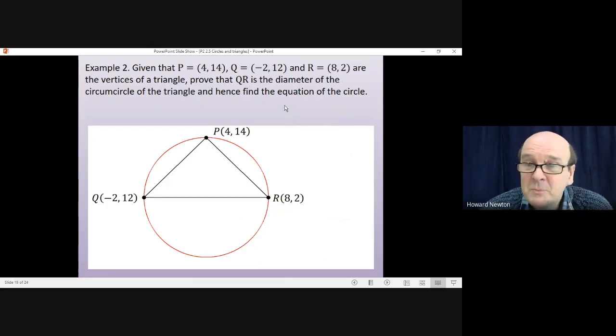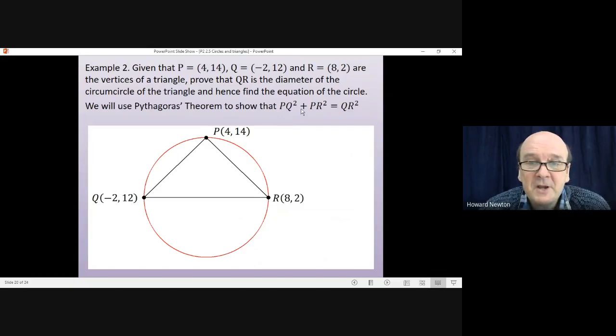Now, there are various ways of doing that. The method I'm going to use is to show that if I find PQ squared and I add PR squared, I do get QR squared. That is only true when we have a right angled triangle. So that'll get us through the first part of the question.